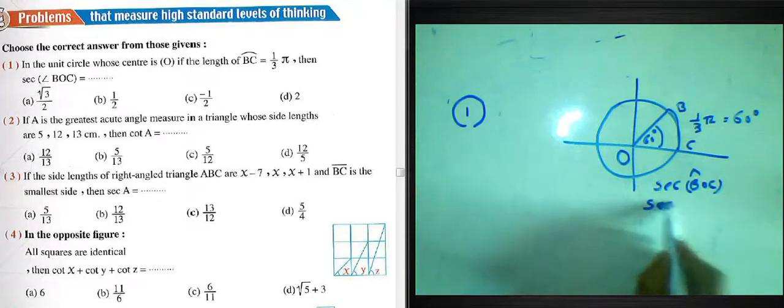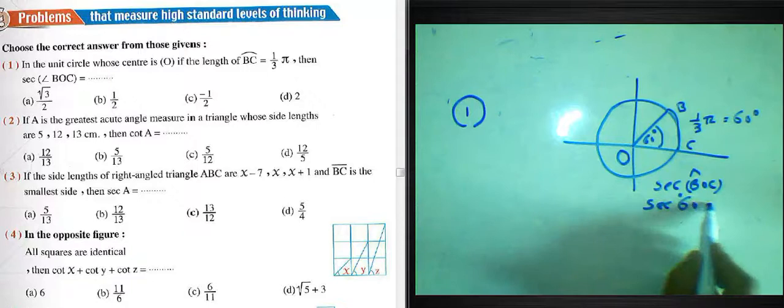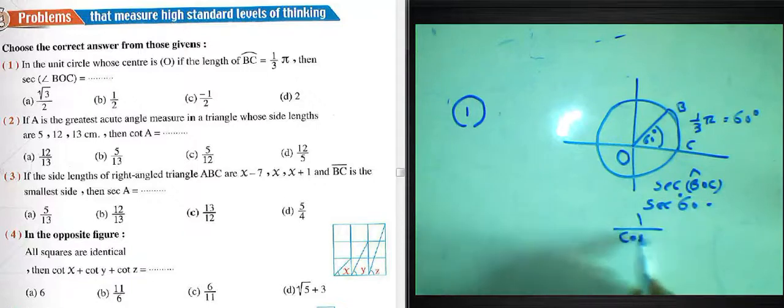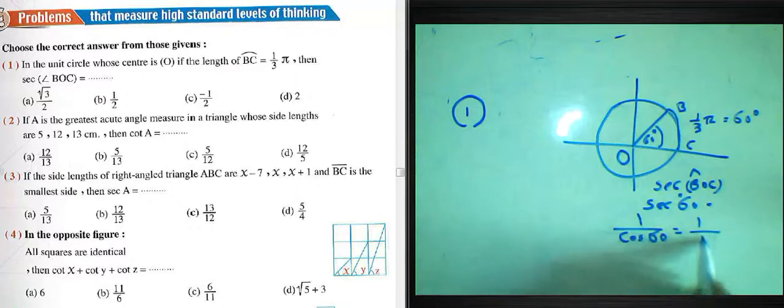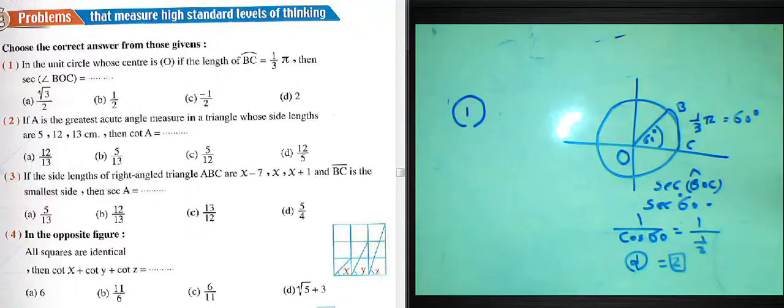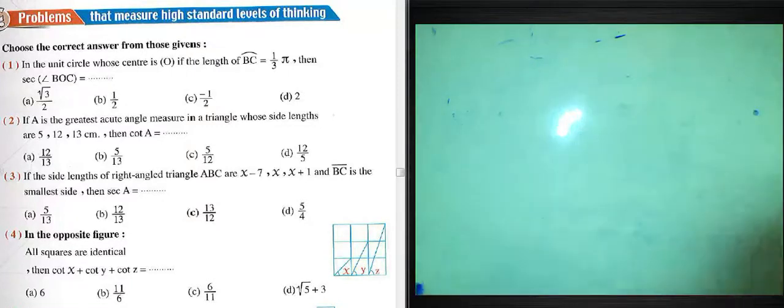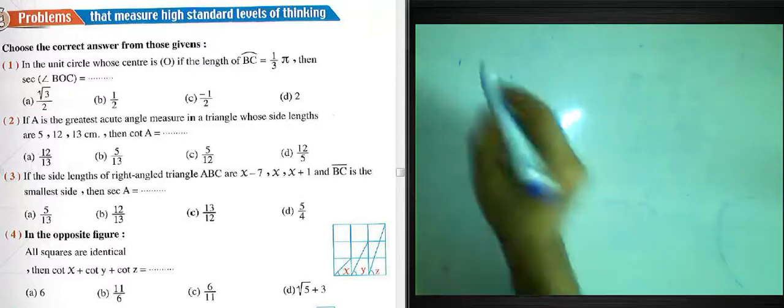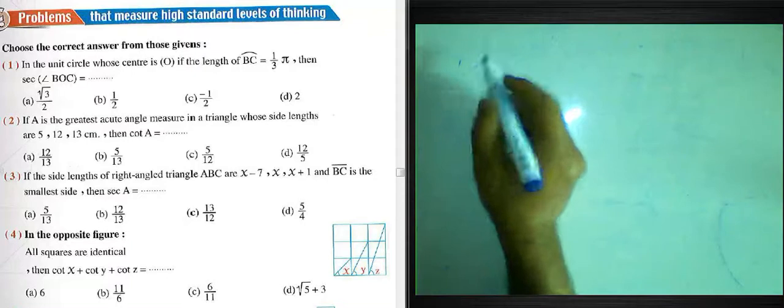Sec 60. We know sec is 1 over cosine theta. Cosine 60 is 1/2, so 1 over a half will be 2. So the result will be 2. We choose letter D for question number 1. Okay, question number 2.